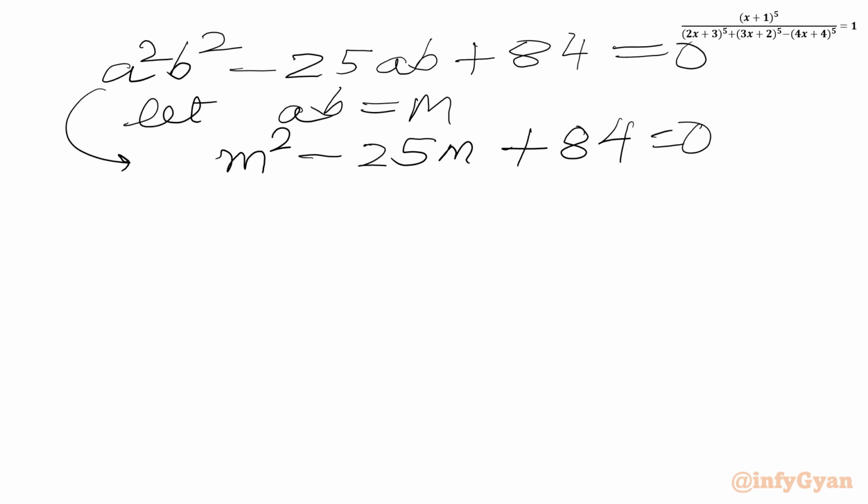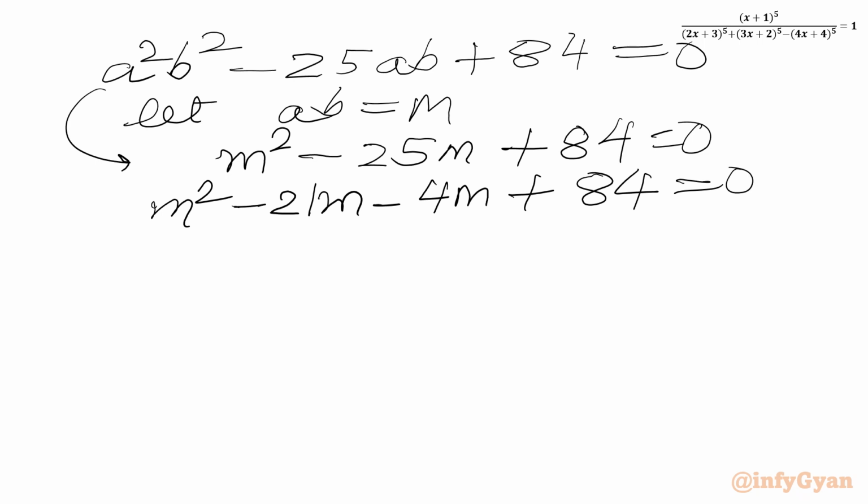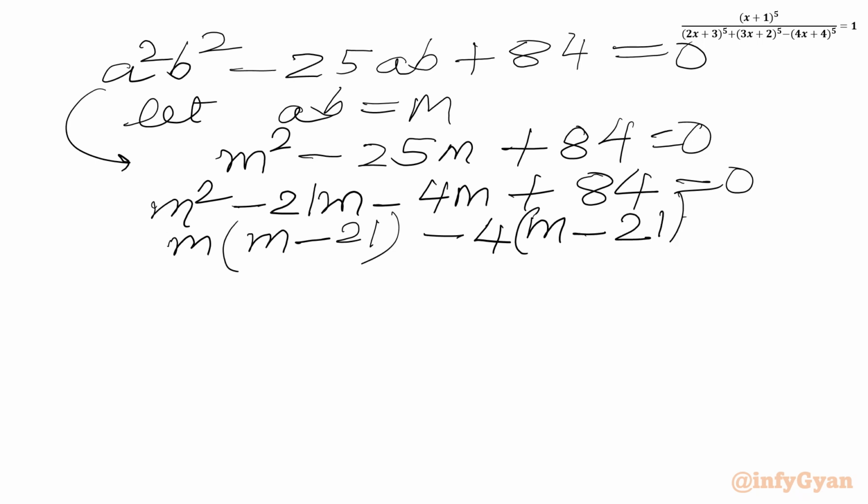Now we will solve this equation using the method of factorization. We can write m square as it is. We will split minus 25m as minus 21m minus 4m, plus 84 equal to 0. Now from the first two terms, m is common. We will get m minus 21 in the bracket. From the last two terms, minus 4 is common. In the bracket, we are writing m minus 21 equal to 0.